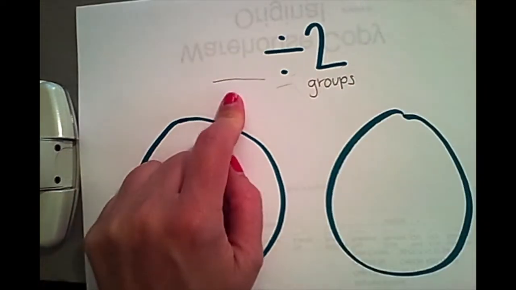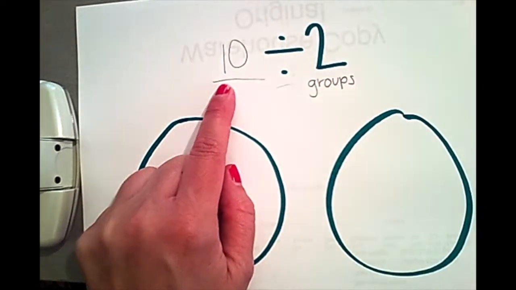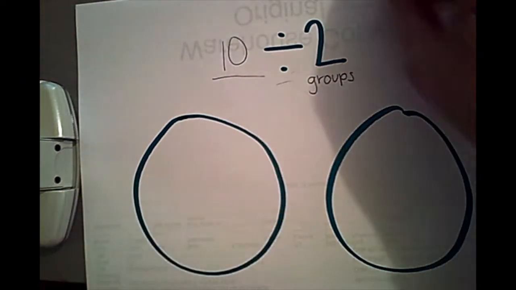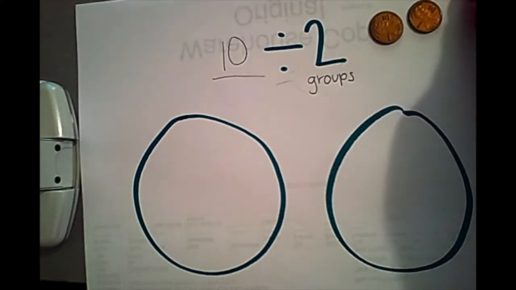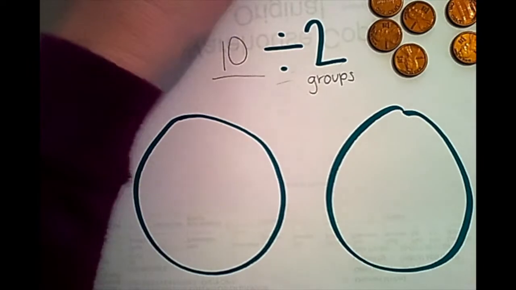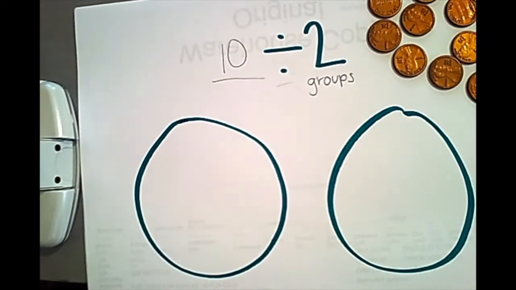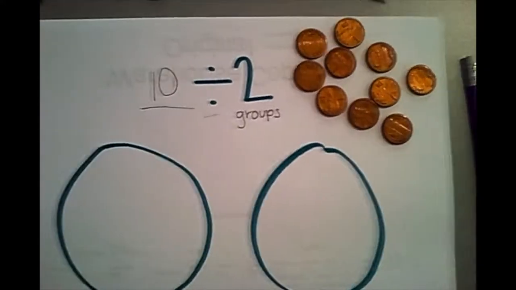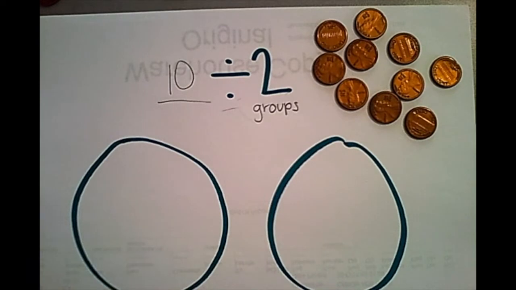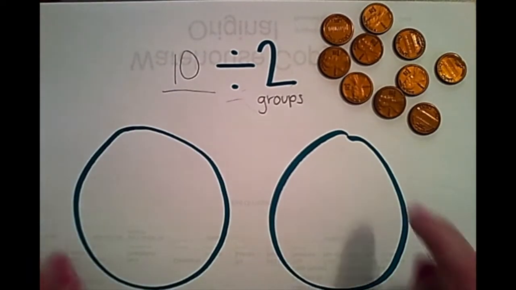Okay, so for example, we're going to change this number. Let's say I have the number 10. So we want to do 10 divided into 2 groups. I'm going to use pennies for this. So here's 4, 5, 6, 7, 8, 9, and 10. And some of you can do this in your head and just say, hey, we're going to split these up instead of doing 1 by 1, but I'm going to show you how it is 1 by 1.